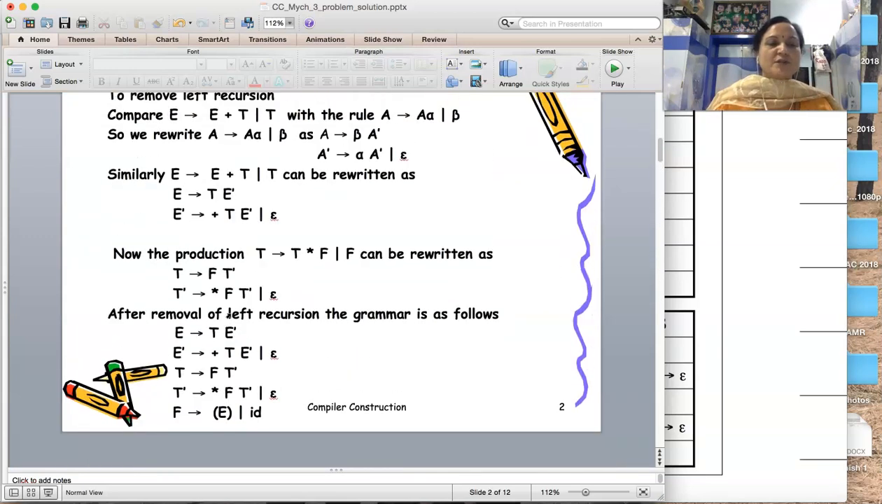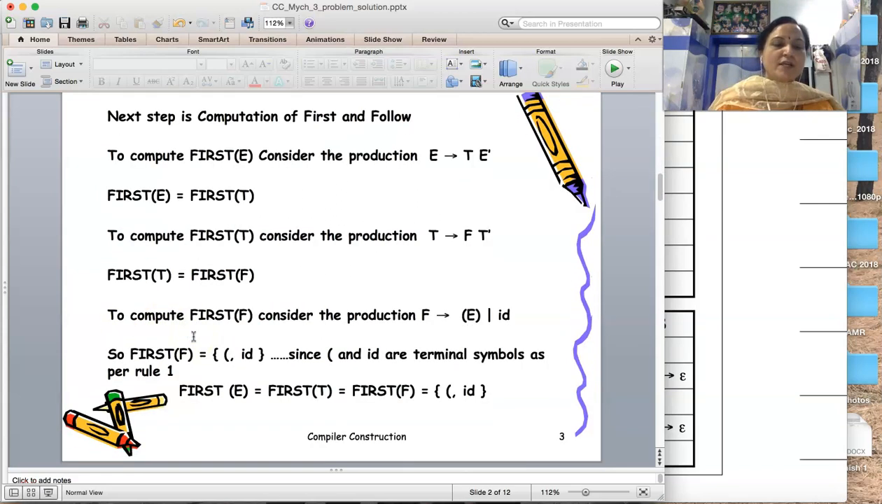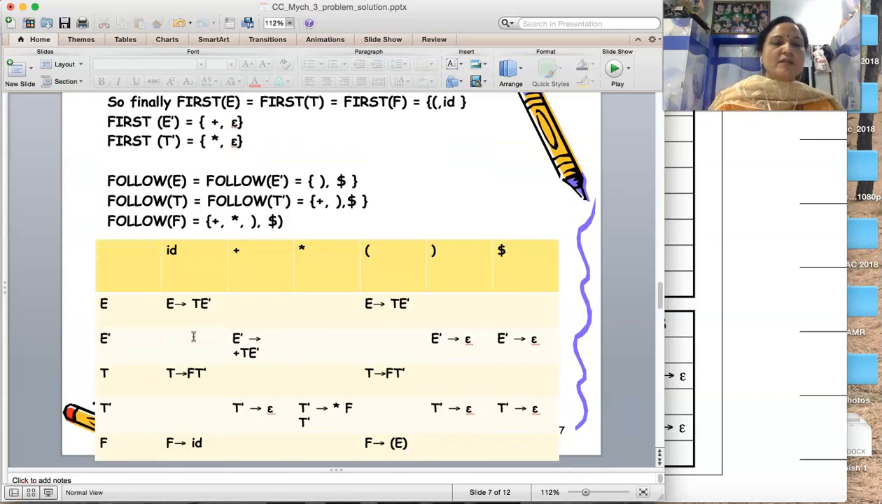So take the first production, E tends to T E dash. For this we have to say what is the first value of E. Now first value of E is nothing but opening bracket comma ID. So simply write at row index E, column index ID, E tends to T E dash, as well as at row index E and column index opening bracket, because it is first of E. So below the first values we have to write that production.